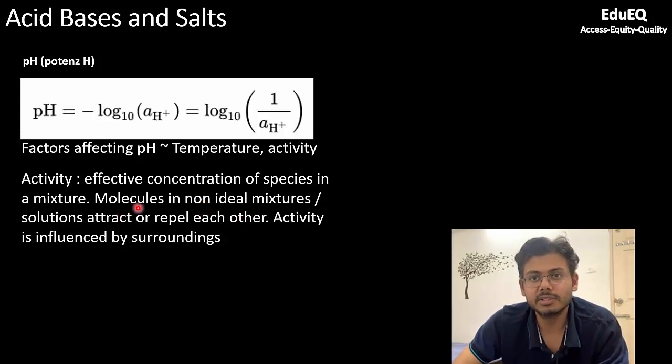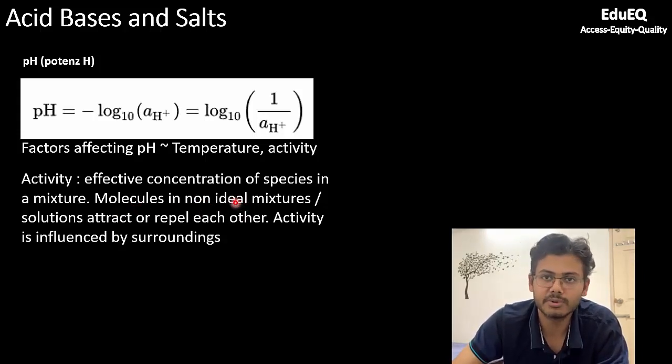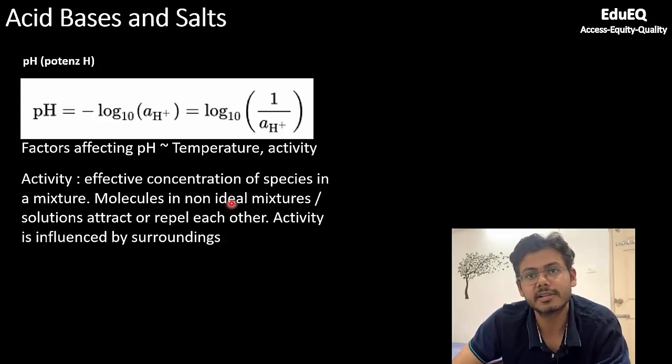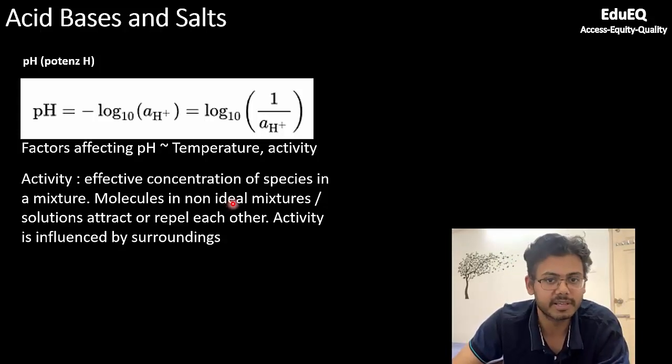So in an ideal solution, there are no forces, there are no interactions between the molecules. So you can say activity is equal to concentration. But in non-ideal solutions, there will be interaction between hydrogen and the surrounding molecules. So the effective concentration will not be equal to the concentration of hydrogen alone. It will be a factor of something else.